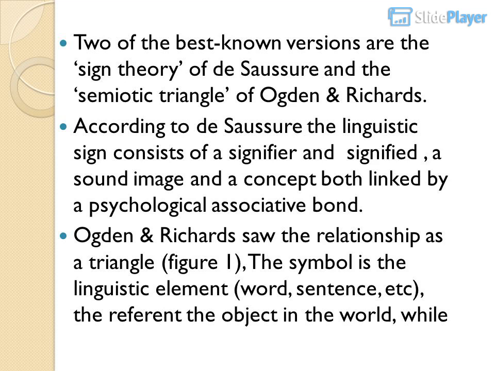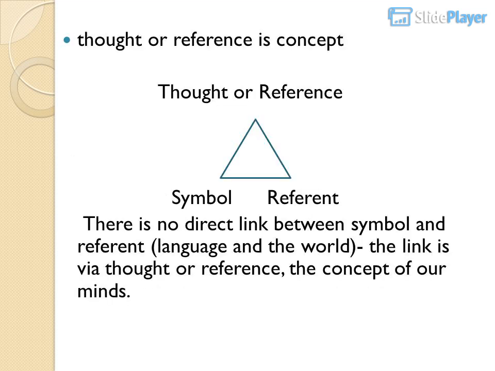Ogden and Richards saw the relationship as a triangle. Figure 1: the symbol is the linguistic element, word, sentence, etc., the referent is the object in the world, while thought or reference is the concept. There is no direct link between symbol and referent, language and the world. The link is via thought or reference, the concept in our minds.